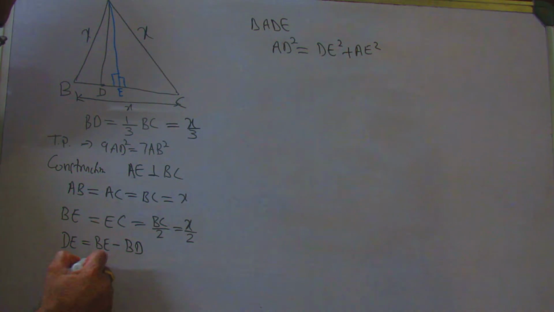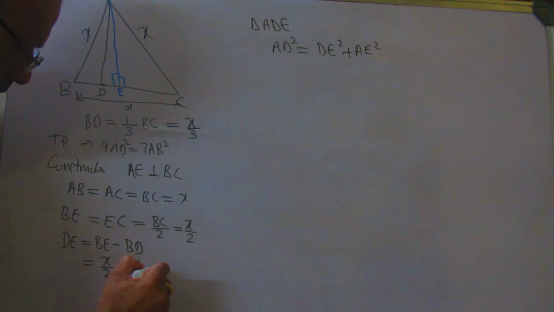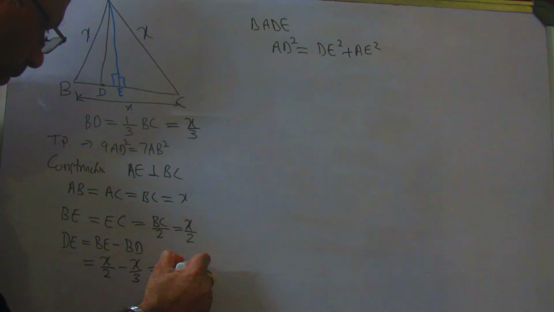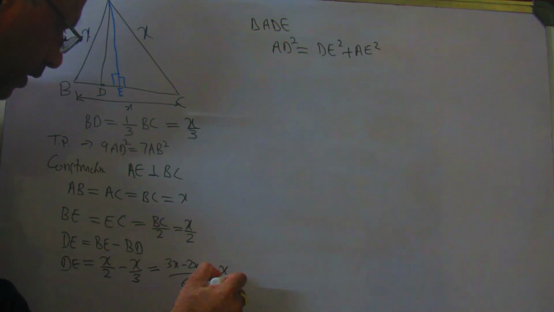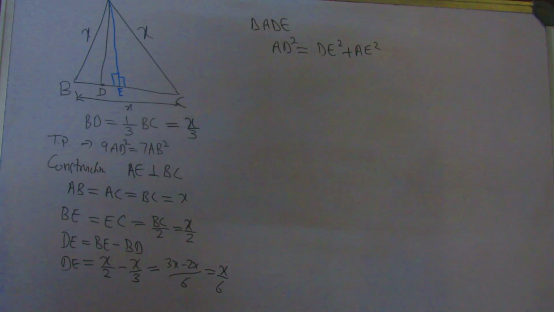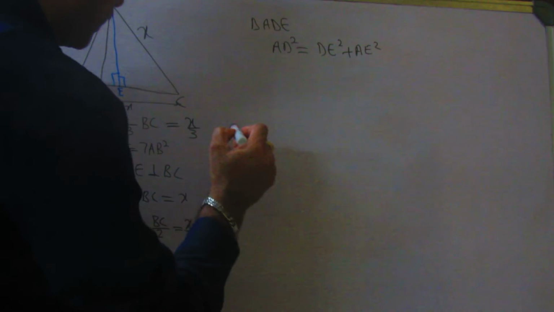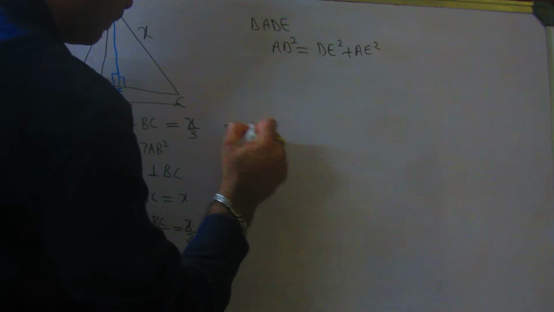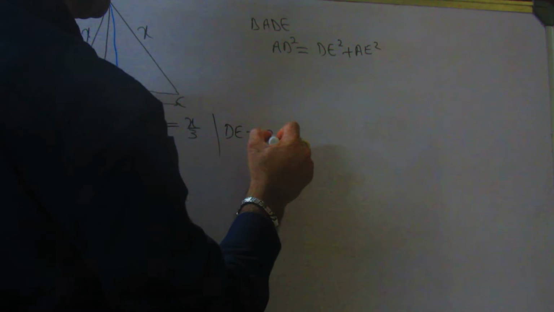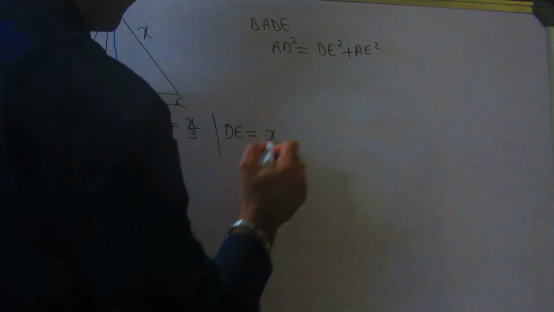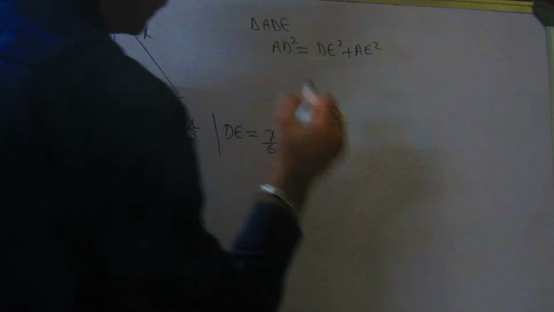So let us write that DE is BE minus BD, which makes it X upon 2 minus X over 3, and we can take LCM. So this becomes DE equals X by 6. Okay students, so DE is X by 6, and now I have to find DE square. So DE square would be X square by 36.